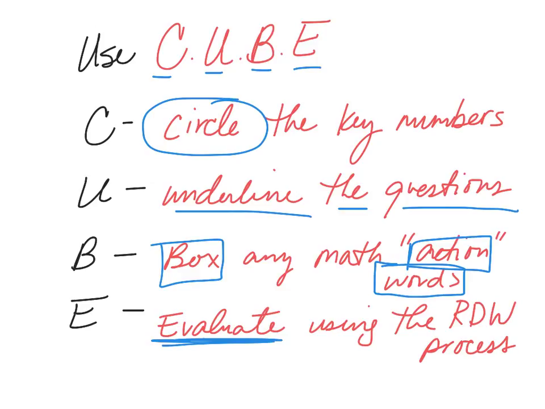Now, what does evaluate mean? When you use the RDW process, meaning read, draw, and write, you are taking a step-by-step process to understanding what the question is asking you. So first things first, let's begin with the CUBE process on a sample problem.